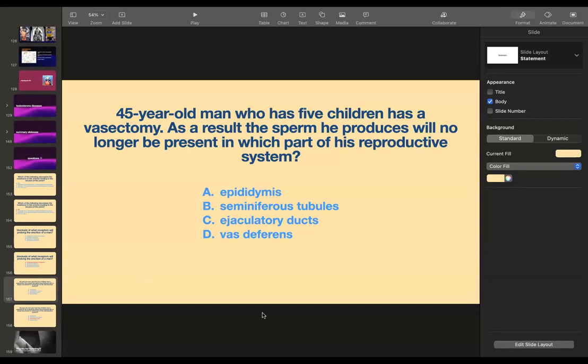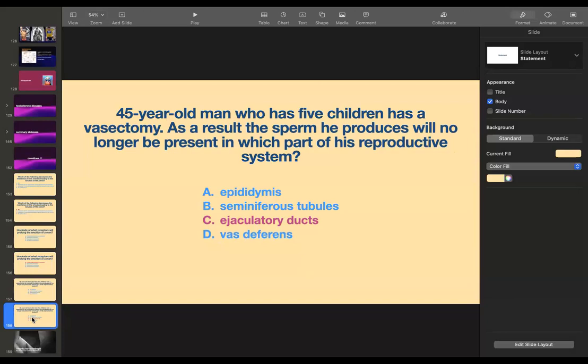Listen, I don't know who you are, but someone chose the vas deferens because that's what vasectomy is, right? You're cutting the vas deferens, which is correct. The question is asking, where will there no longer be sperm? And I'm going to tell you the correct answer right now. The correct answer is actually C. But anyone who chose D is very good.